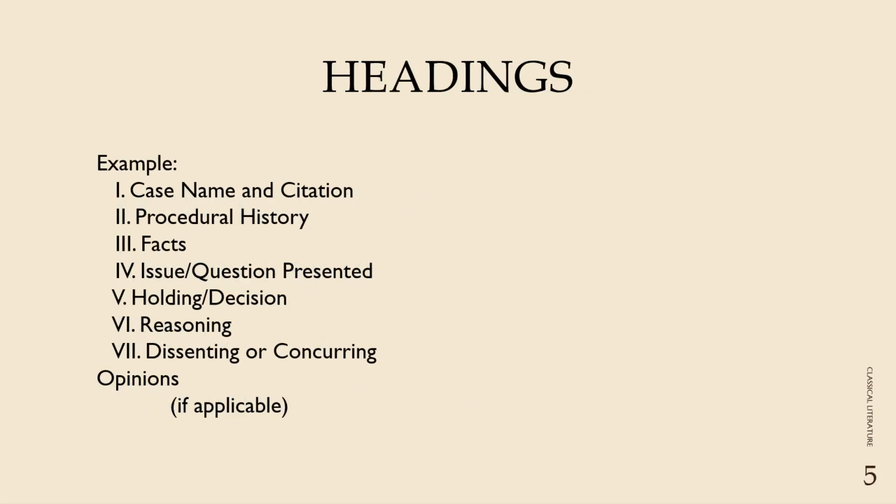When organizing a case brief, there are different approaches you can take to present your information effectively. Two common approaches include using headings and bullet points. Here's a discussion of each approach. Headings. Using headings involves categorizing the different sections of the case brief and providing clear labels for each section. Each element of the case brief, such as procedural history, facts, issues, holdings, reasoning, and dissenting or concurring opinions, can be assigned a different heading. Headings make it easier for readers to navigate the case brief, locate specific information quickly, and understand the structure of the document. And the example is posted on the slide. Please look at it.